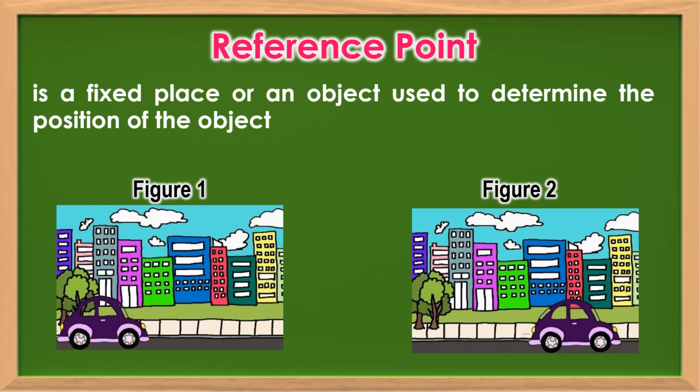A reference point, also called frame of reference, is a fixed place or an object used to determine the position of the object. The car in the first activity has changed position when it was a meter away from the trees. This process of changing an object's position is called motion.